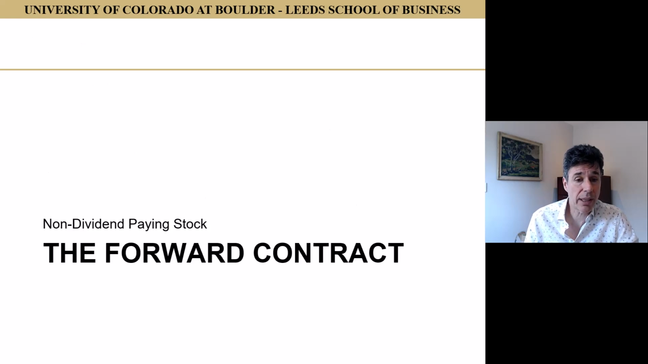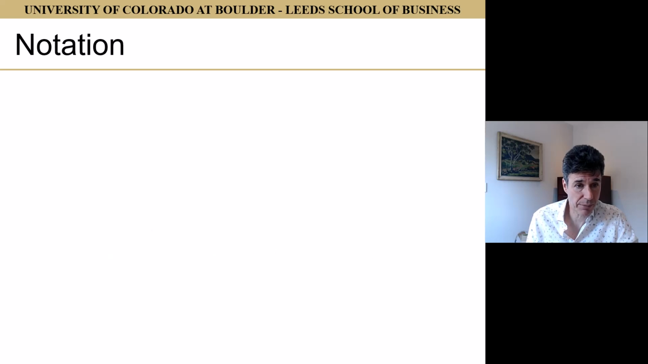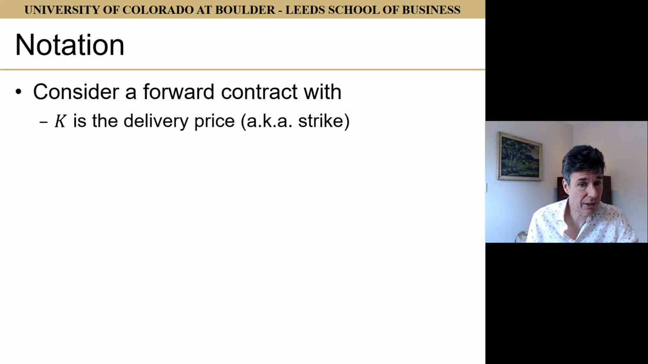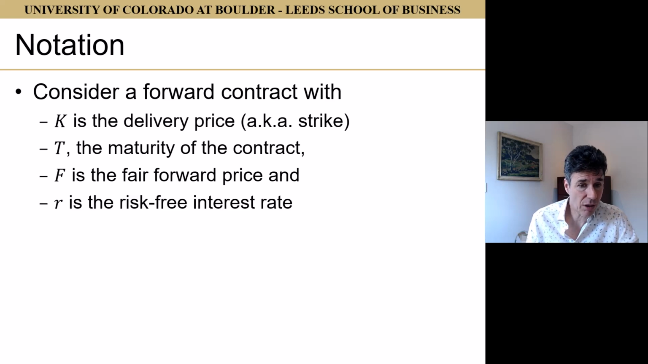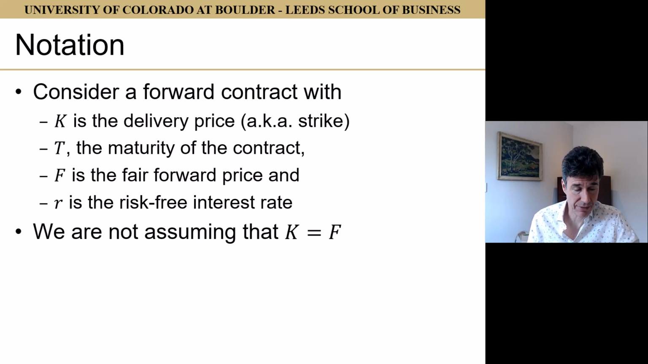All right, so we're going to look at a forward contract on a non-dividend paying stock. First, some notation. K is going to be the delivery price, that's known as the strike. T is the maturity of the contract. F is the fair forward price, and R is the risk-free interest rate. Now we're not assuming that K equals F.